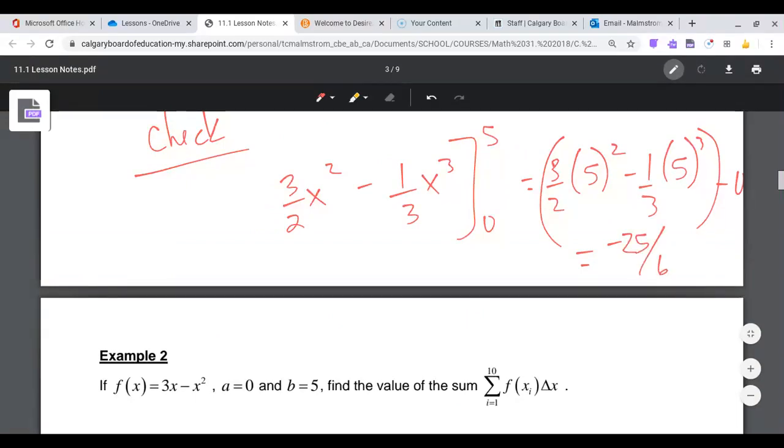Okay? So it's okay for these integrals to come out to be negative because we're really just evaluating the integral using this definition, this limit formula. Okay? It's different when it asks us to calculate area. All right, pause the video here, and I'll see you back for example 2.